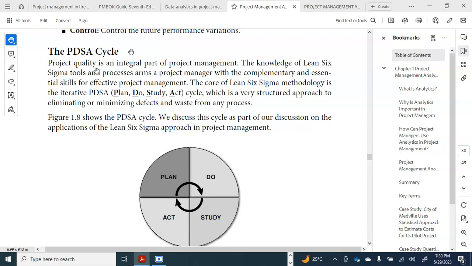The PDSA cycle. Project quality is an integral part of project management. The knowledge of Lean Six Sigma tools and processes arms a project manager with complementary and essential skills for effective project management. The core of the Lean Six Sigma methodology is the iterative PDSA: plan, do, study, act. You see that now? That's the PDSA cycle, a very structured approach to eliminating or minimizing defects and waste from any process. Now, figure 1.8 shows the PDSA, plan, do, study, act cycle, which discusses this cycle as part of our discussion on the application of the Lean Six Sigma approach in project management.